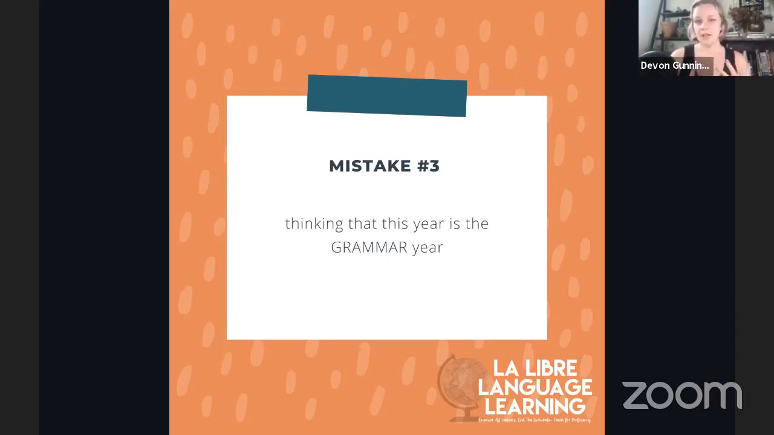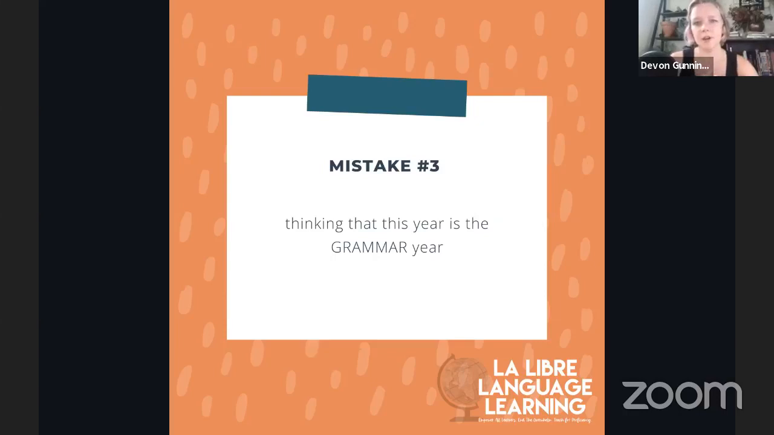Okay, mistake number 3. Thinking that this year is the grammar year. How many of you have done this? How many of you have created your curriculums this way or teach in a school that functions like this, or think that this is important?